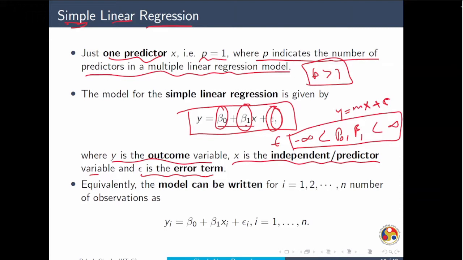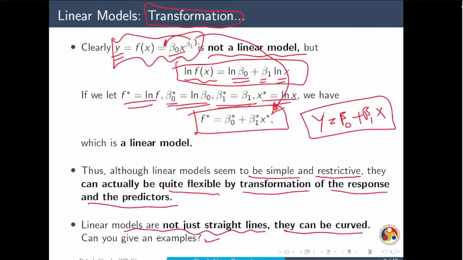Yes, tell me. Sir, in the nonlinear model which you explained in the slides previously, sir, can you go there? Here?